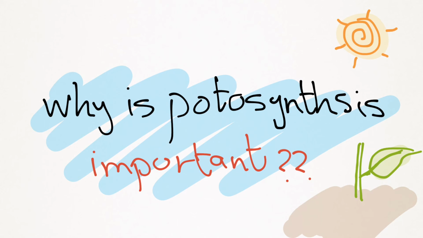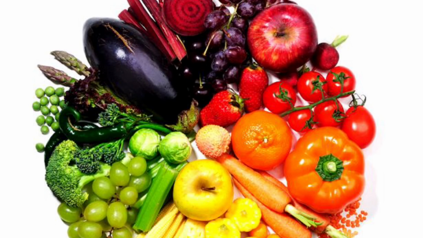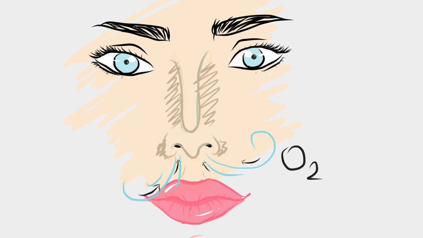Why is photosynthesis important? Photosynthesis is very important because we cannot make our own food, so we get it from plants. It also releases oxygen, which is vital to every organism.